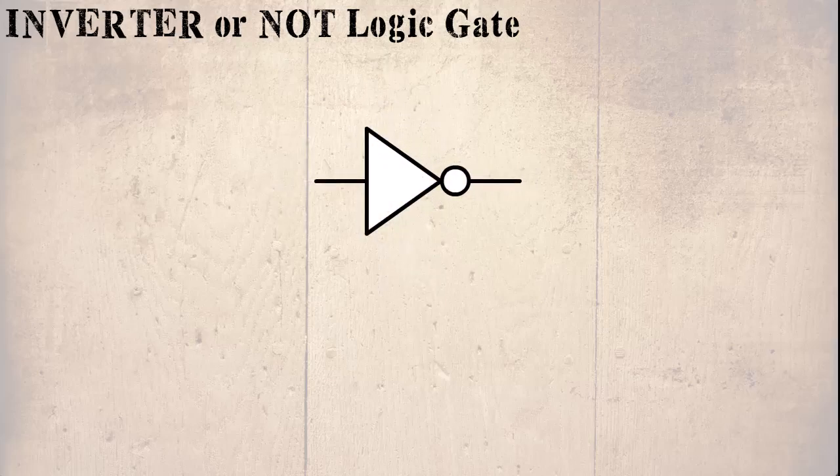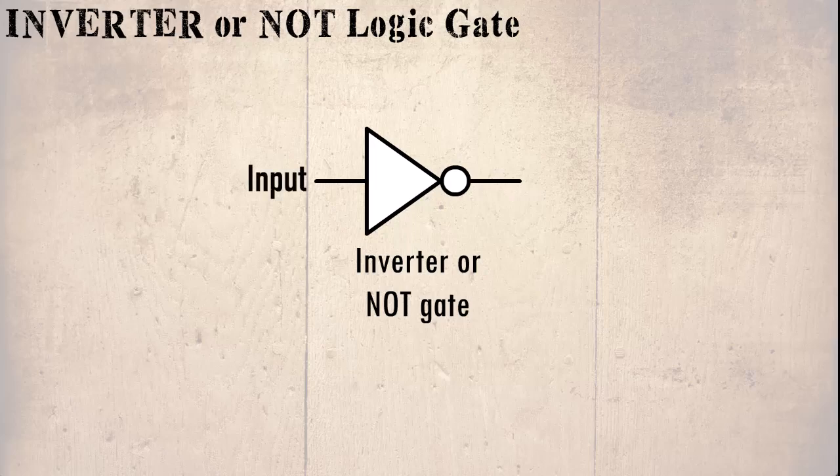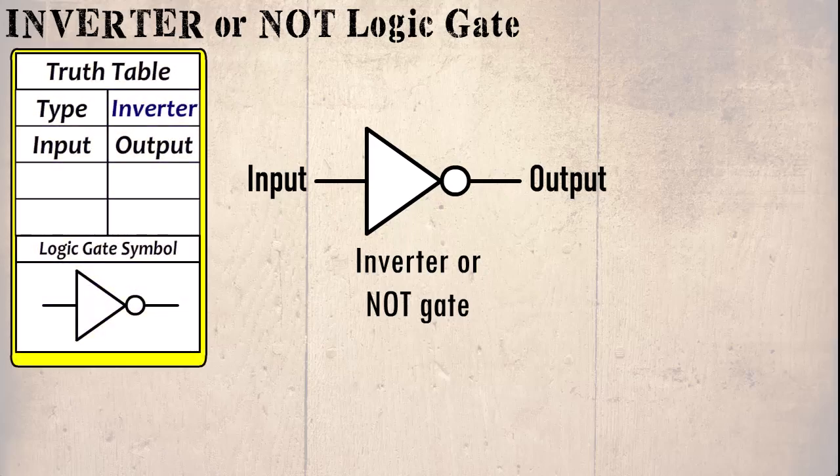The next gate we shall discuss is the inverter or NOT gate. This is very similar to the buffer gate in that it only has one single input and one single output, but the outcomes are completely different. The logic gate stipulates that when the input is 0, then the output is 1. It also states that when the input is 1, the output is 0.